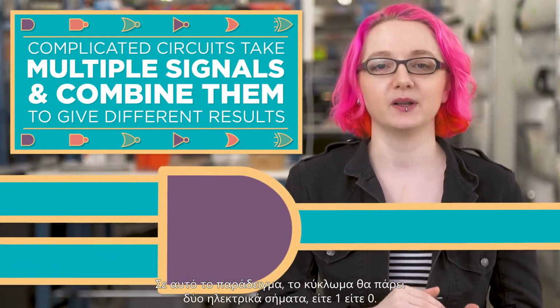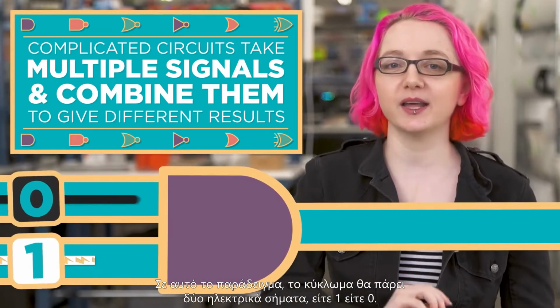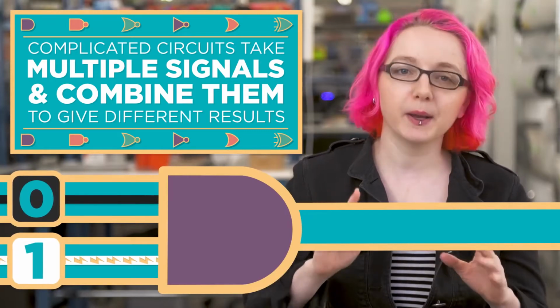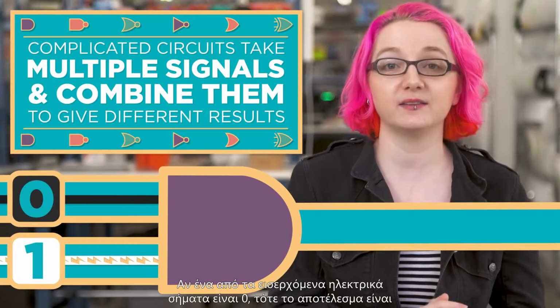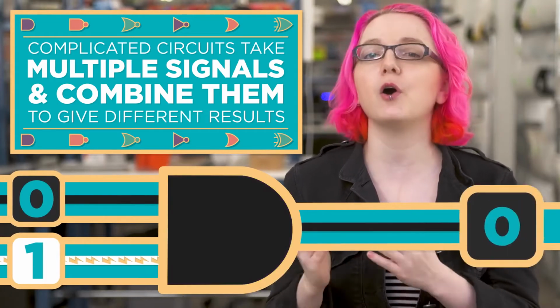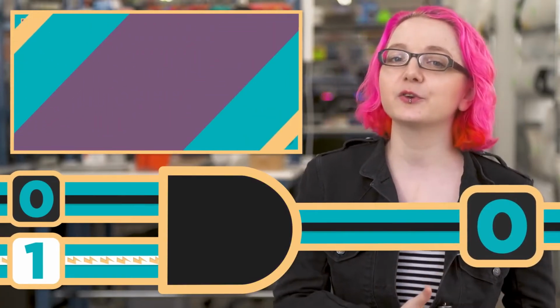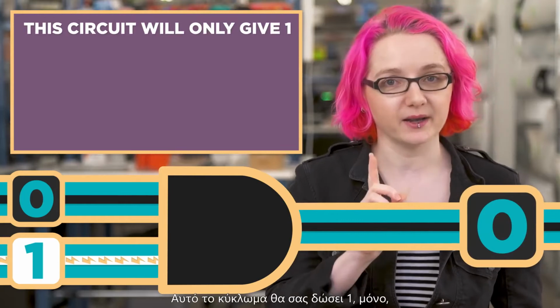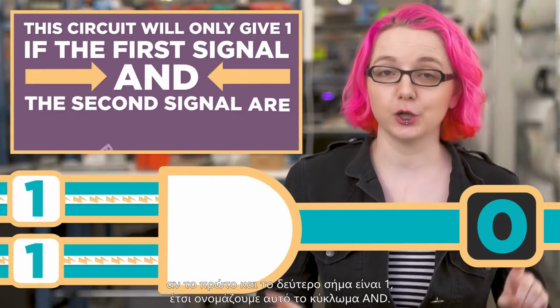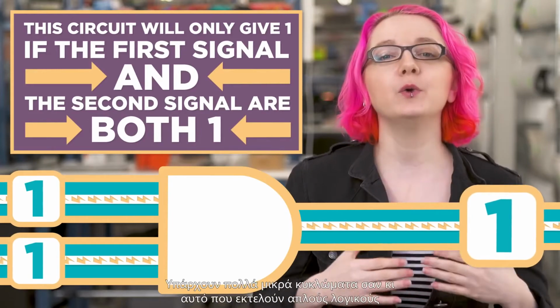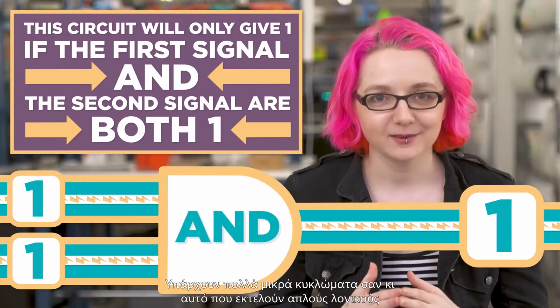More complicated circuits can take multiple signals and combine them and give you a different result. In this example, a circuit will take 2 electrical signals. Now, each one might be a 1 or a 0. If either of the signals coming in is a 0, then the result is also a 0. This circuit will only give you a 1 if the first signal and the second signal are both a 1, and so we call the circuit AND.